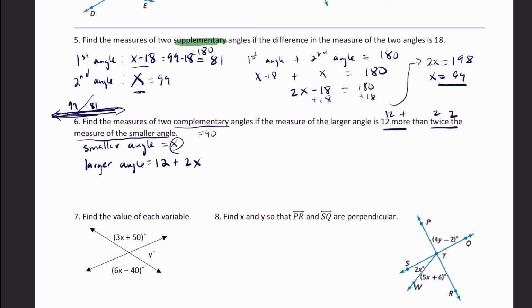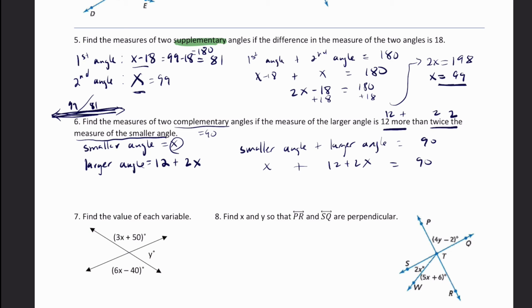Now, there we have it. We can go ahead and start setting this up because, again, the definition of complementary is I have one angle plus another angle is equal to 90. So smaller angle plus the larger angle is equal to 90 degrees. Smaller angle, I don't know what that is, but we define that as x. And then the larger angle from the problem, it's 12 plus 2 times the measure of the smaller angle, which we represent as x as well, or just x. Okay, so that's going to equal 90.